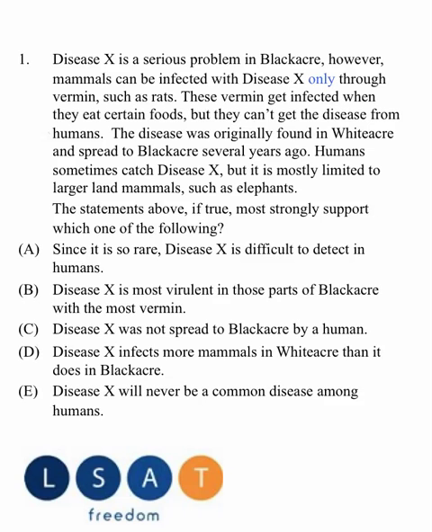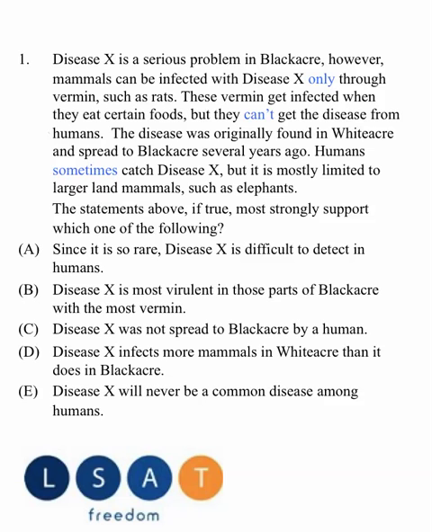So in the very first sentence, it says that mammals can be infected with disease X only through vermin such as rats. So the word only is very strong in this context because it's telling us there's only one way that these mammals can possibly be infected, and that's through vermin. We next find out in the middle of the sentence that the vermin get infected when they eat foods, but they can't get the disease from humans. Absolutely 100% cannot happen, and on the LSAT we have to treat it this way.